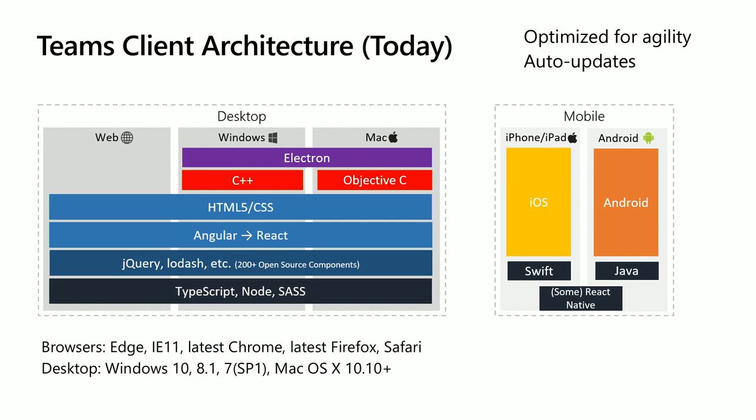So let's look at the client architecture today. I'm not going to go too much into what it will be in the future because we don't really have time, but I will allude to some of the changes that are coming on the client. On the left-hand side, you see the desktop, and on the right-hand side, you see the mobile architecture. Both of them are optimized for agility, and they auto-update.